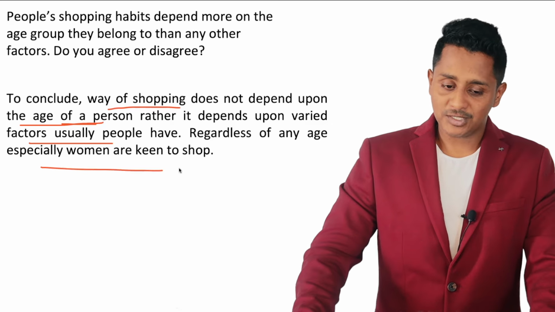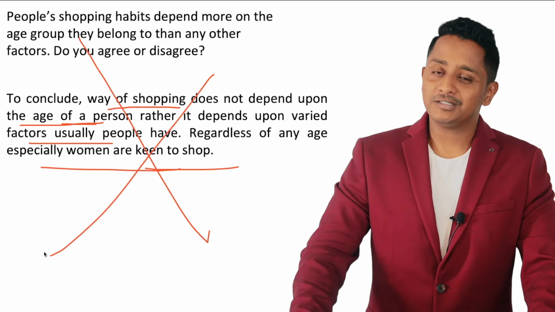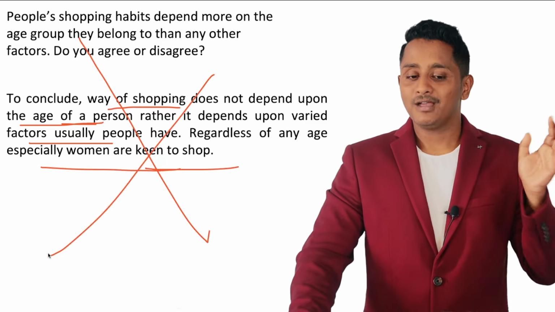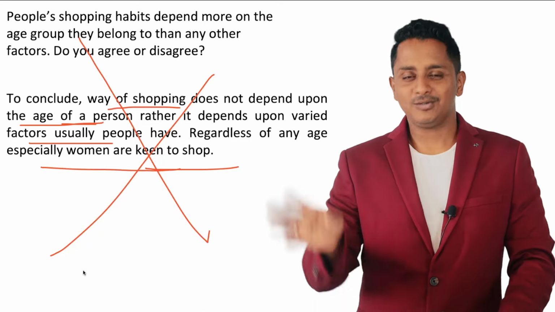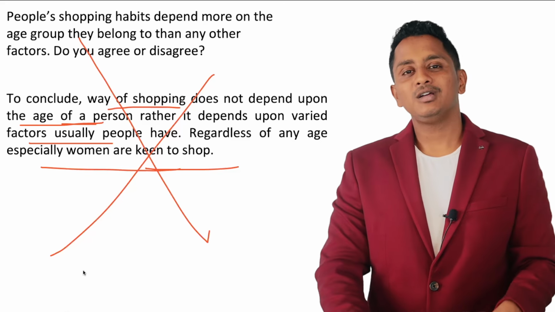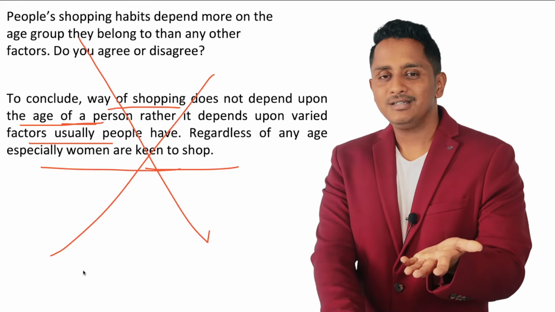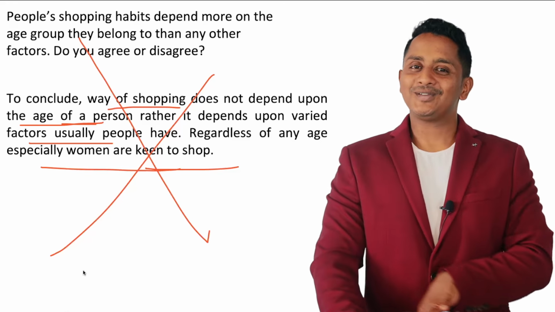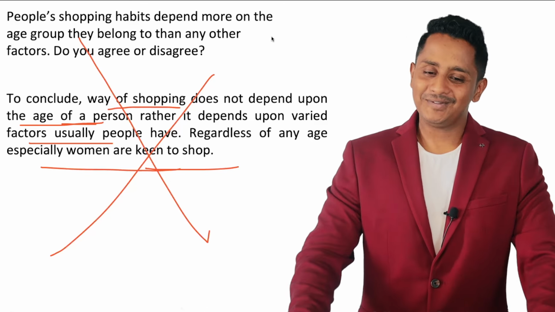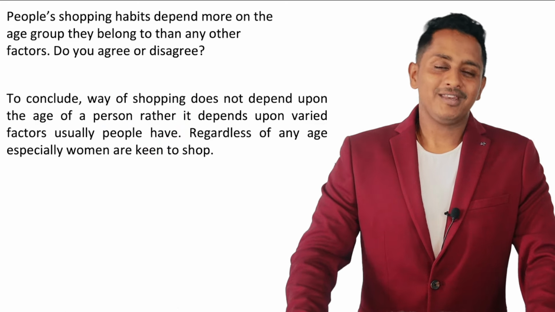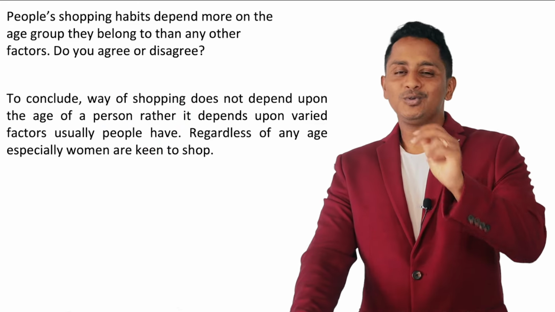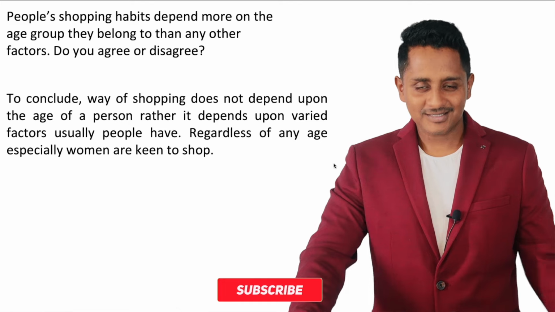Regardless of any age, especially women are keen to shop, entire wrong, but the person has good English. Sentence structures are good. Vocabulary is good. Grammar is good. Coherence, cohesion is also good. But whatever is written is for a different question. Then how will the marks come? Give it a thought. Task response is the king. Coherence, cohesion is the queen. Those two, if you miss out on, then no marks.